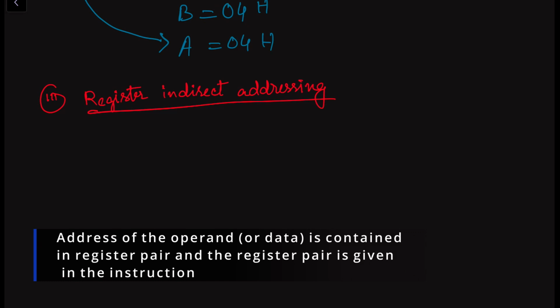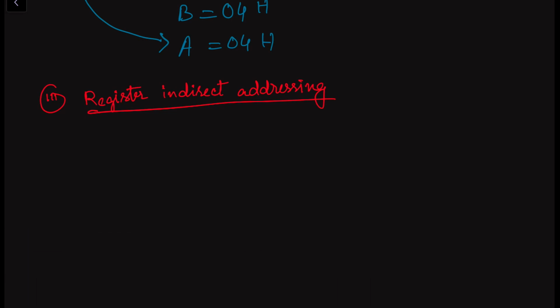You have to understand that the address of the data will be available in one of the register pairs. Why am I indicating a register pair? A register pair is required for storing the address of the data, because the data is 8-bit, the address is a 16-bit address, and for holding this 16-bit address we need a register pair, because one register can hold only 8 bits of data. Okay, so let me take one example.